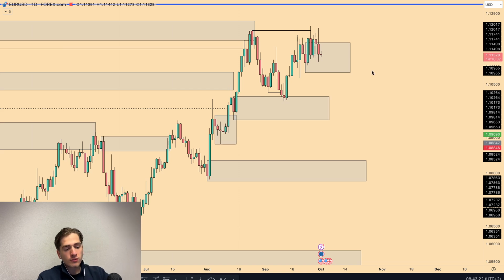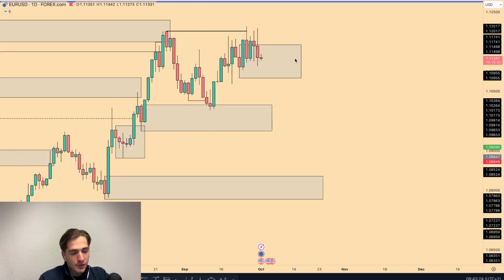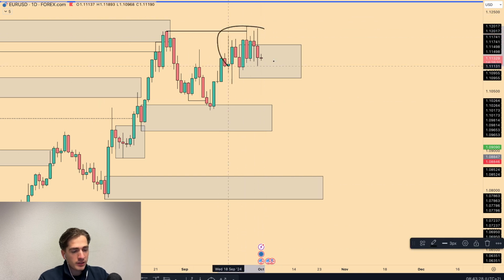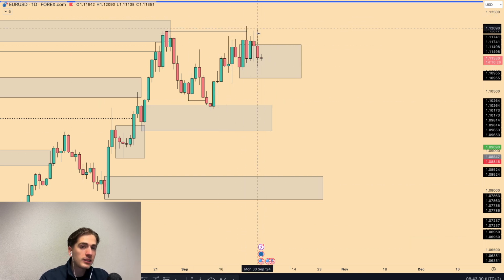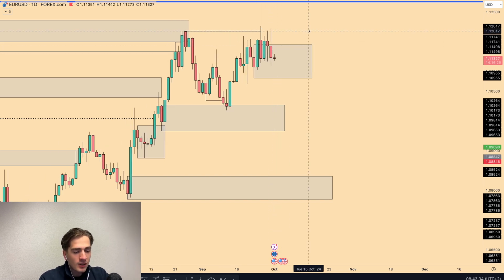So euro dollar, first of all, has been consolidating very heavily. We can very clearly see that we are in a consolidation phase here on the daily time frame. So price is currently stuck, making trading overall just a little bit more tough because the market is not really moving in any certain direction.